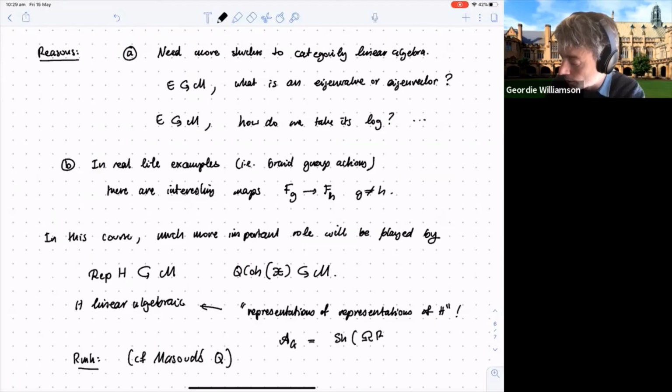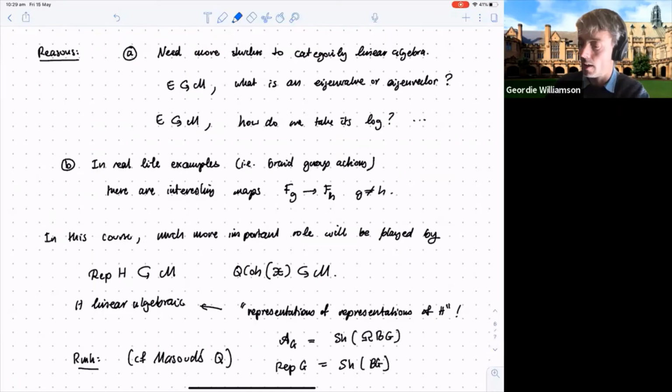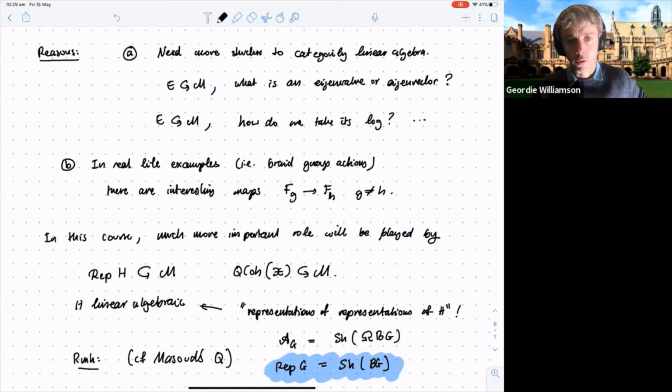Is that this AG is basically sheaves on loops on BG, and rep G is sheaves on BG. And there should be a philosophical reason, which I don't know yet, about why it's more natural to consider actions of this monoidal category than this one.